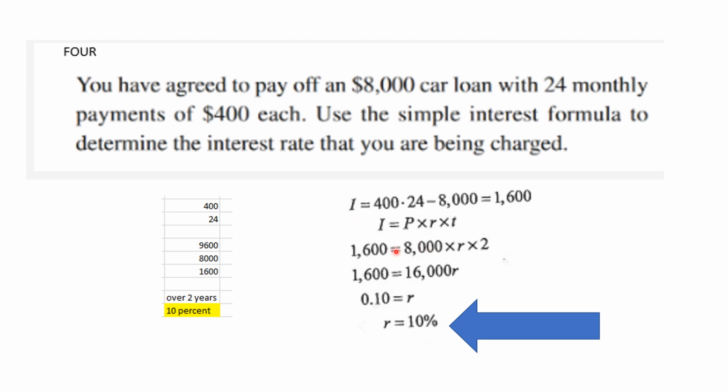The interest is equal to the principal times rate times time. So the interest was 1,600. That was the principal, the rate times 2, you solve for R, and you get R is 10%.